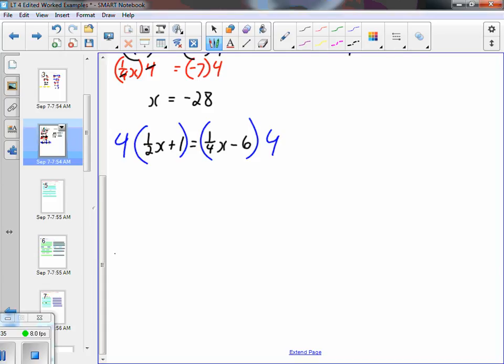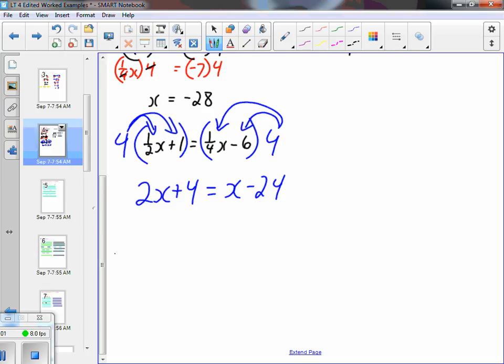On the left side, distribute that 4. 4 times 1/2 x would be 4 over 2x. And what's simpler than 4 over 2? 2x. And then 4 times 1 is 4. On the other side, 4 times 1/4 x. Well, 4 times 1/4 is 1x. And then 4 times negative 6, negative 24. Now it's going to be easier. Now subtract x from both sides. 2x minus x is x. And now subtract 4 from both sides, and x equals negative 28.